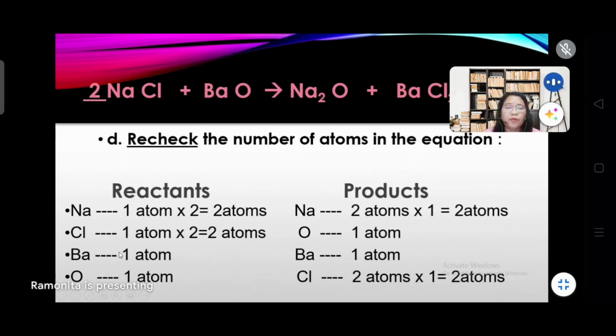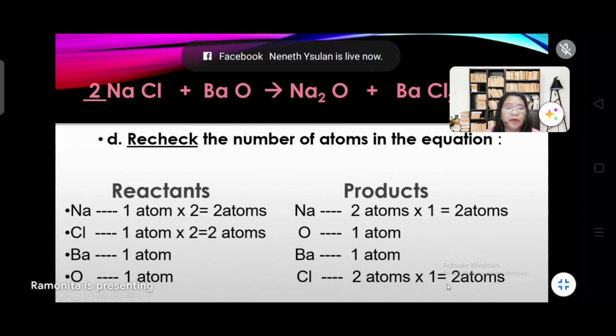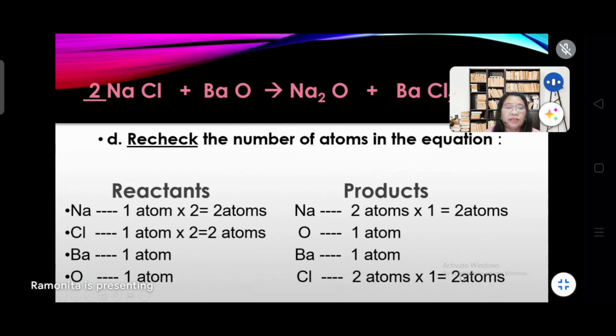Barium is 1, oxygen is 1. For the product, our sodium is already 2 atoms, multiplied by 1 is equal to 2 atoms. Oxygen has 1 atom, barium has 1, chlorine is already 2 atoms multiplied by 1 is equal to 2 atoms. So as you can see, the reactants and the product of the said elements are already equal, or they are balanced.